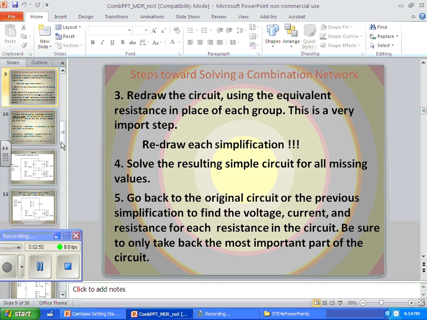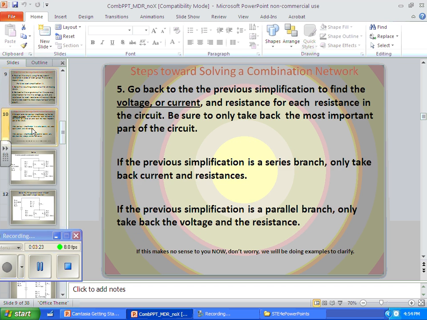Because what we're going to do is simplify and go down. We're going to simplify and go down. We're going to simplify until we have one equivalent resistor which represents the whole circuit. That's Thevenin's theorem. Then we're going to start going back and figuring out what to put into each branch from what kind of circuit it is. Okay, redraw each simplification. And then solve the resulting simple circuit for all missing values. Go back to the original circuit or previous simplifications to find the voltage, current, and resistance for each resistance in the circuit. So what is that saying? Okay, then we go back to the previous simplification, go back until we solve the whole darn thing.